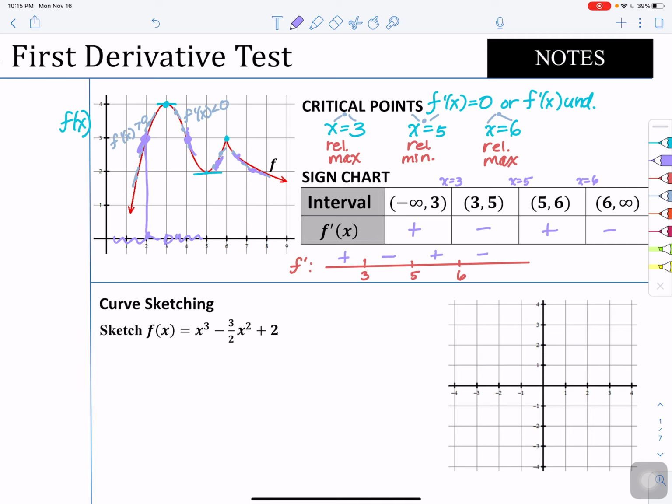So that is the same thing as that table right above. But what I like to do is be able to see that the derivative is positive to the left of 3, negative to the right of 3, so that I know I have a max there. Likewise, negative before 5, positive after 5, we have a min there. Positive before 6, negative after 6. That's why we have a relative max there. So that may help you a little bit.